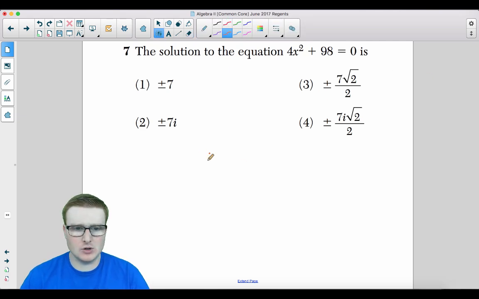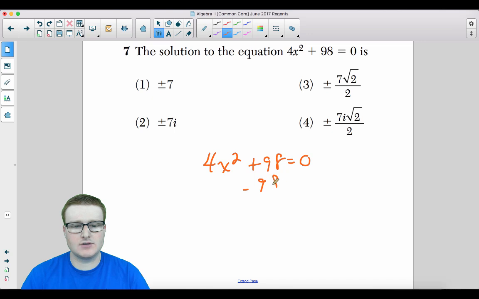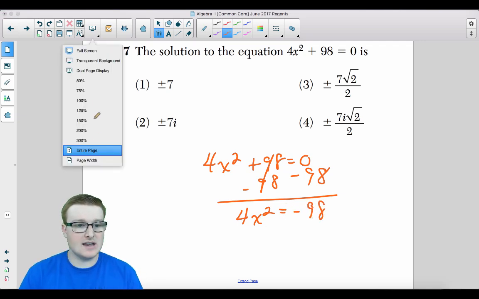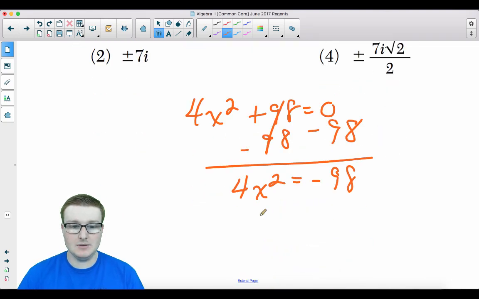It's really just easier to move that 98 over. So we have 4x squared plus 98 equals 0. Move that 98 to the right-hand side. Now it's really just a simple two-step equation, maybe 3. All right? So we have 4x squared equals negative 98. Now we're going to divide by 4, okay?